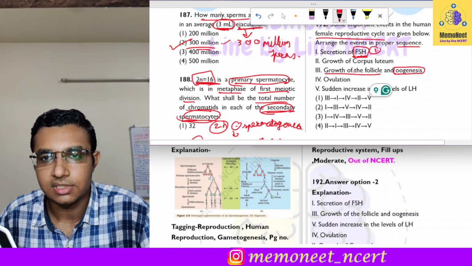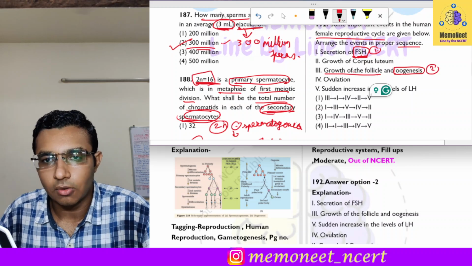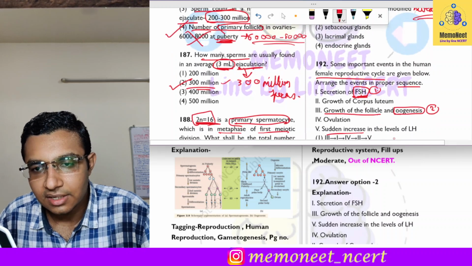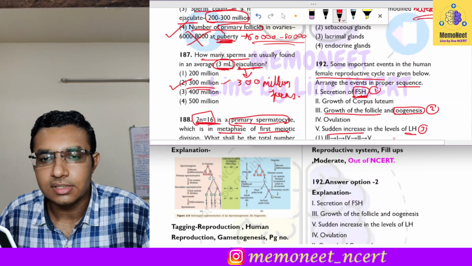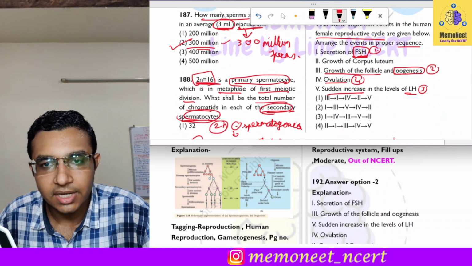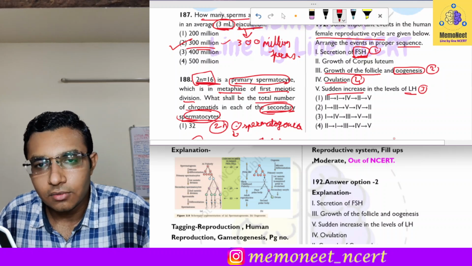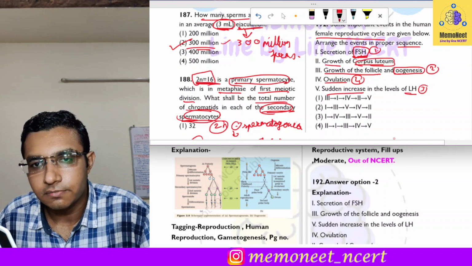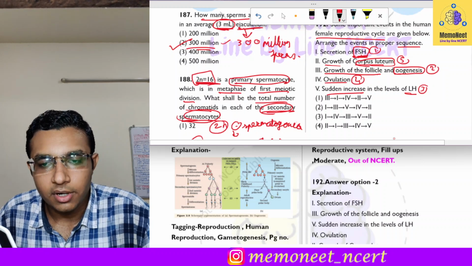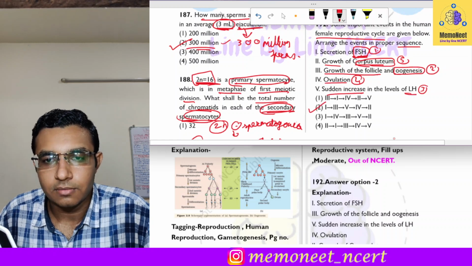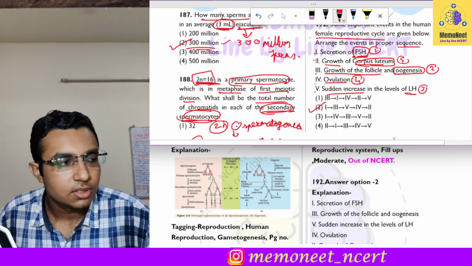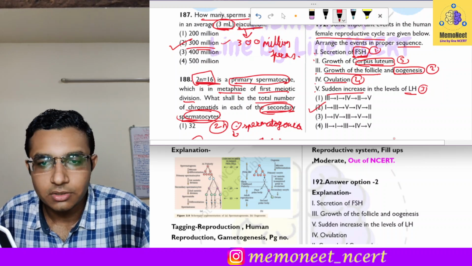So the first step is secretion of FSH, second step is the growth of follicle and oogenesis, the third step is the sudden increase in the level of LH. Okay, so this is the third step, and this sudden increase in level of LH will lead to ovulation. So that will be the fourth step, and after ovulation there will be the growth of corpus luteum which will release the progesterone. So this will be the fifth step. Okay, so the correct order which is occurring is the option 2, that is 1 3 5 4 2. Okay, so the correct answer of this question is option 2.